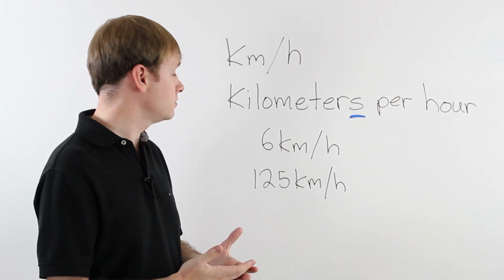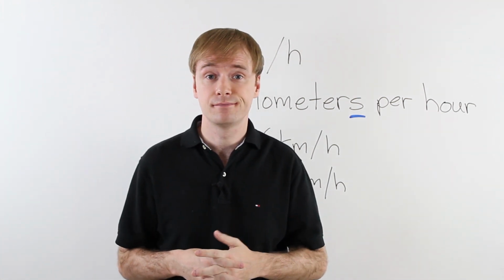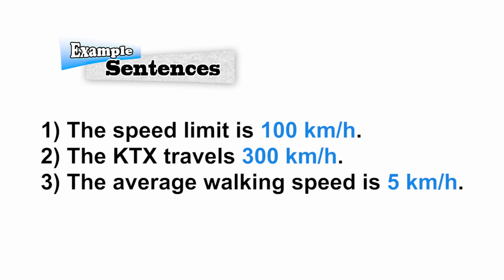Okay, so let's look at a few example sentences. All right, I have 3 examples here. The first one, the speed limit is 100 kilometers per hour. The second example, the KTX travels 300 kilometers per hour.